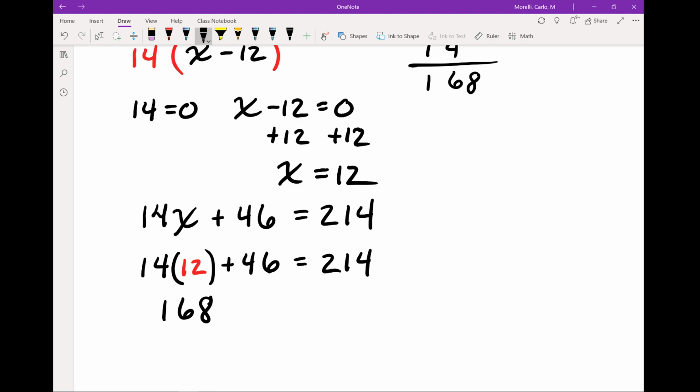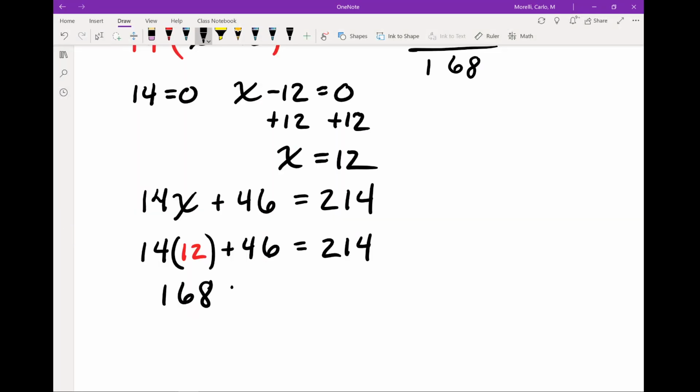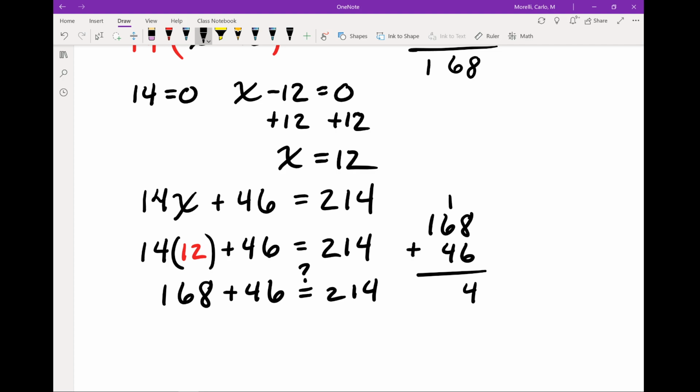Remember, we already did 14 times 12 in our side work. So 168 plus 46 equals 214. So now we have to add 168 plus 46. 8 plus 6 is 14. 6 plus 4 is 10 plus 1 is 11. Okay, carry the 1. 1 plus 1 is 2. So we have 214 equals 214. That's true. That means that this is the answer.